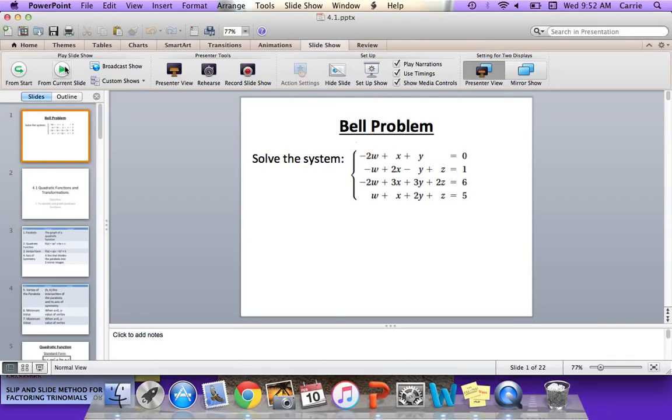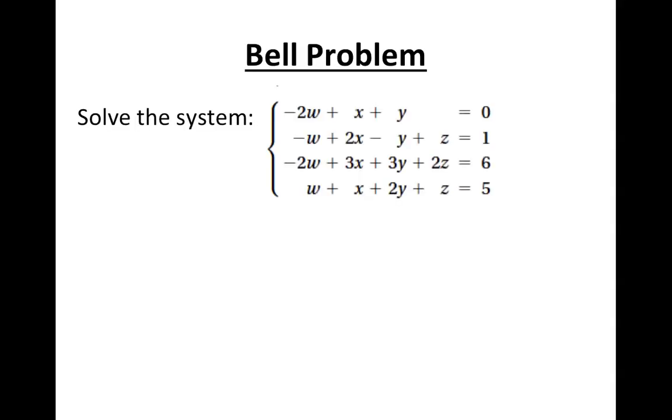Moving on to chapter 4, but first we need to solve the bell problem. Okay, notice we have 4 variables this time, so go ahead and make this into a matrix. It should be a 4 by 5 matrix. Do the steps to solve the system, and when you do that, you should get the solution of 1, 1, 1, 1.